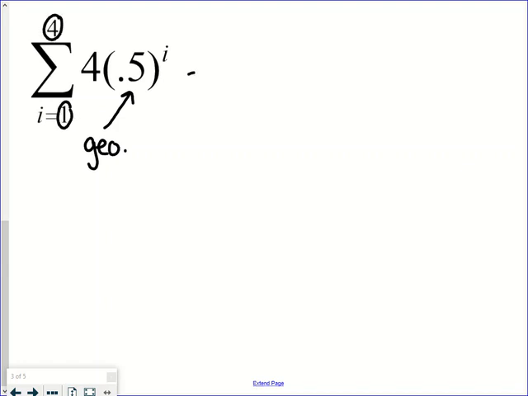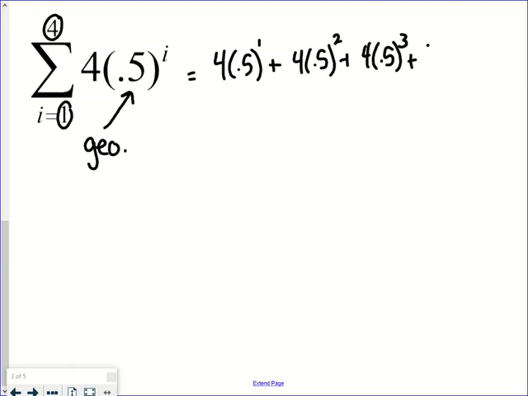So we're replacing that i with a 1. So first we're going to do 4 times 0.5 to the 1 plus 4 times 0.5 to the 2 plus 4 times 0.5 to the 3 plus 4 times 0.5 to the 4. So once you get to the 4th, you are expanded. And now we're going to simplify this.